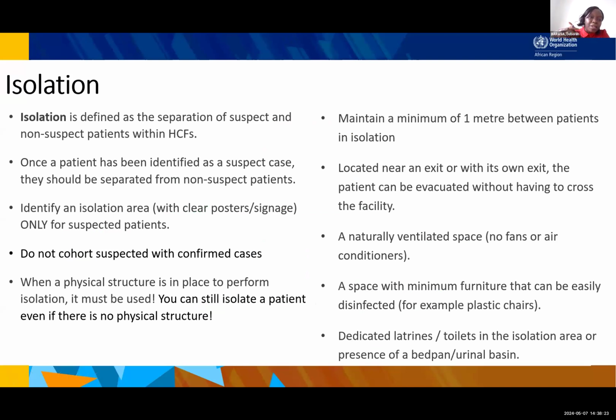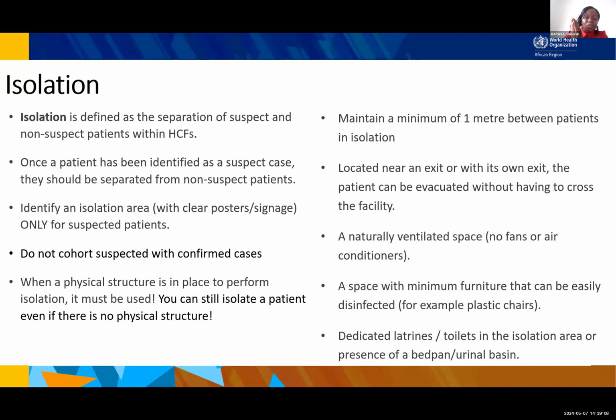So the isolation area is a dedicated place that separates the suspected from the non-suspected within the facility. Once a patient is identified as a suspect case, they should definitely be separated from non-suspect cases so that we are not mixing up the cases. This isolation area needs clear signages and posters, as we said, on the right PPEs to use and the right precaution measures: in this case, contact and droplet precaution, and airborne precaution in case of chickenpox. Again, we emphasize that we are not cohorting the suspected with the confirmed cases.